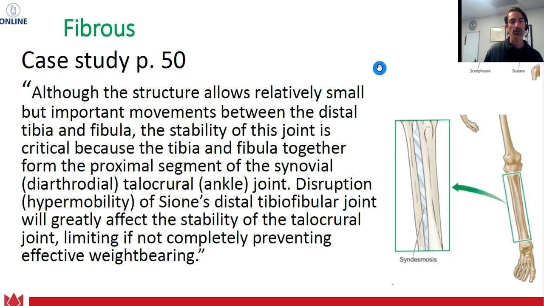Now, although the structure allows relatively small but important movements between the tibia and the fibula, the stability of this joint is critical because the bones together form the proximal segment of the synovial or diarthrodial talocrural joint. So down here, when we think of our ankles, we typically think of the talocrural joint, where the talus forms with the tibia and the fibula there, and your medial and lateral malleoli are right there.